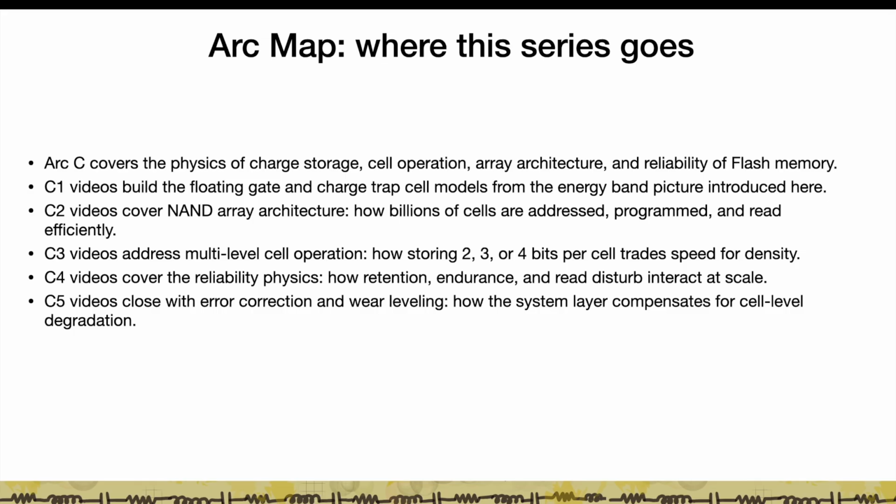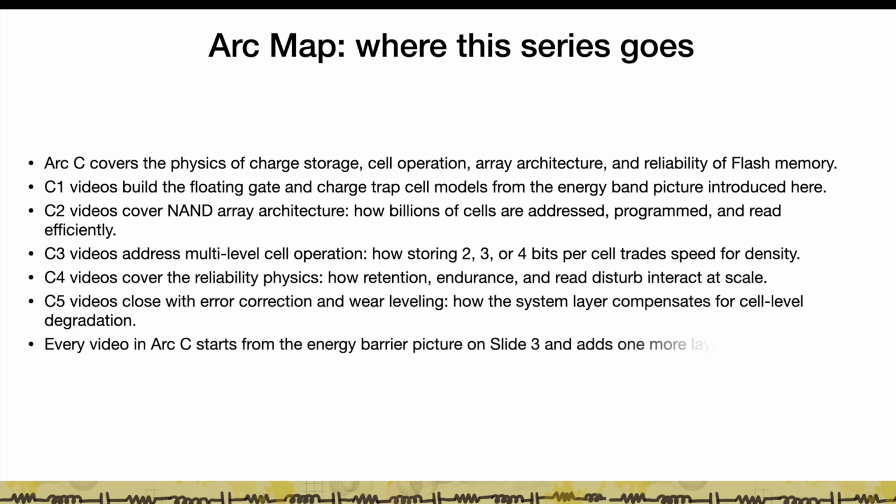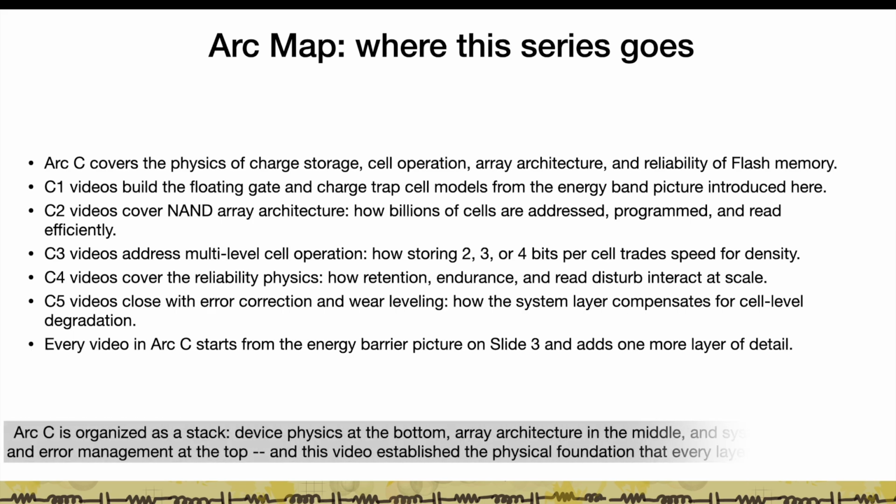And finally, the C5 videos close the arc with the system level compensation layer: error correction codes that catch bit errors before they become data loss, wear leveling algorithms that spread the write load evenly across the block population, and flash translation layer logic that maps logical addresses to physical blocks in a way that maximizes effective endurance. Every one of these layers ultimately rests on what you learned in the last 15 minutes. Charge behind a barrier high enough to hold for years, and the engineering challenge of moving that charge deliberately without destroying the barrier in the process.